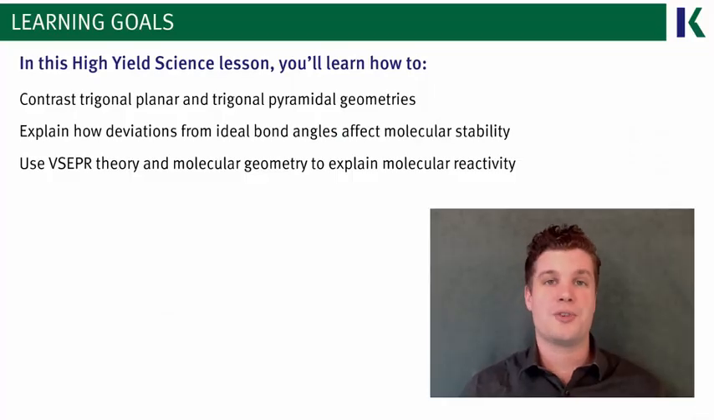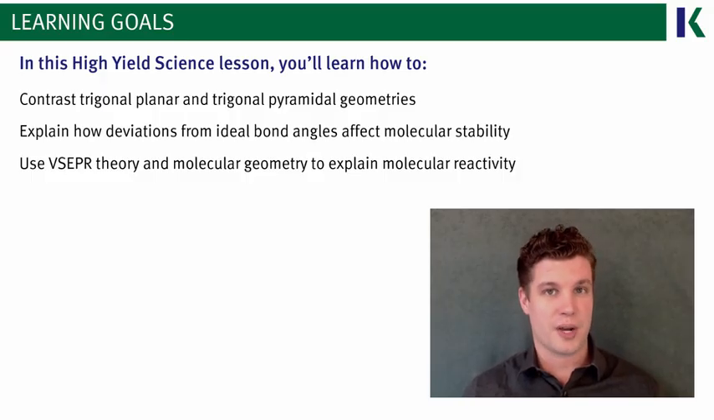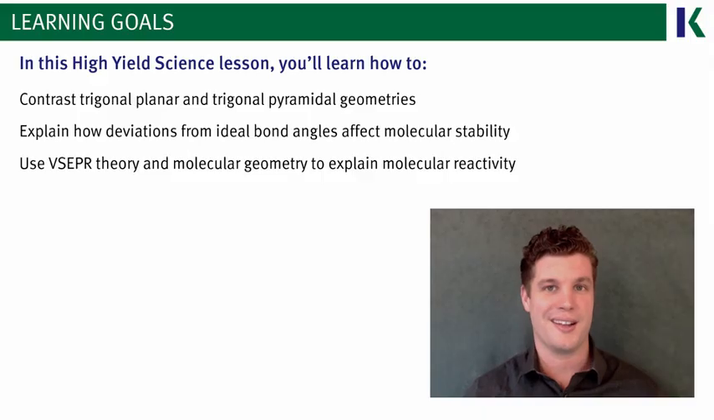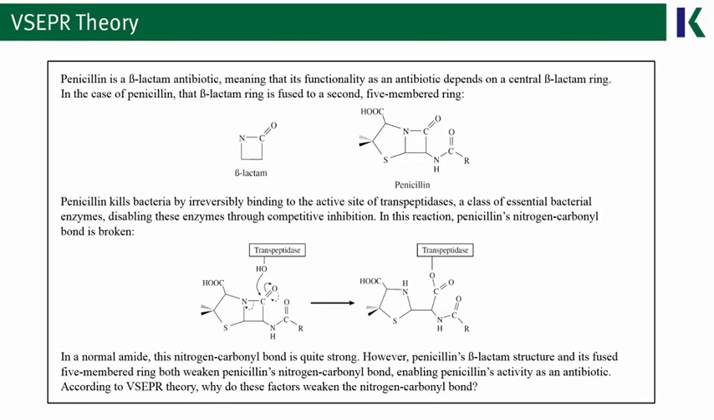Specifically, we're going to compare and contrast two very common geometries, trigonal planar and trigonal pyramidal, and we're going to see why penicillin might prefer one of these geometries over the other and how that's going to influence penicillin's reactivity and overall stability. This is a very complex but very interesting question stem. So take a minute or so now and familiarize yourself with the question and the background that supports that question.